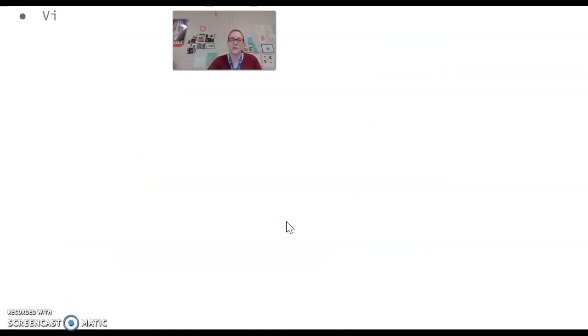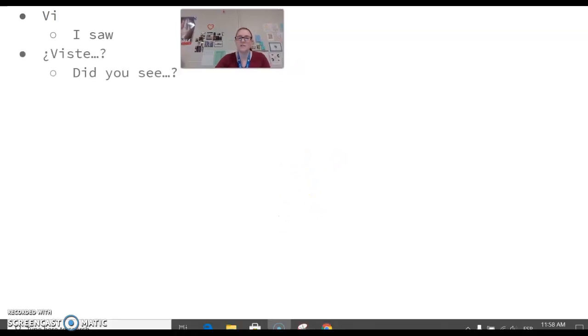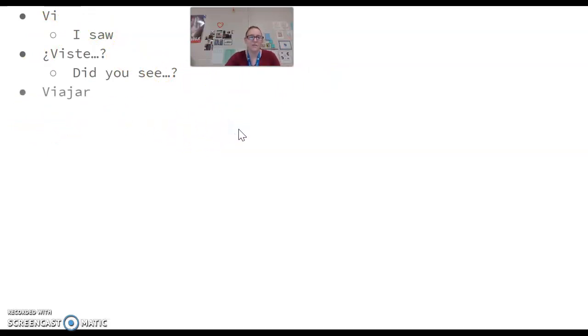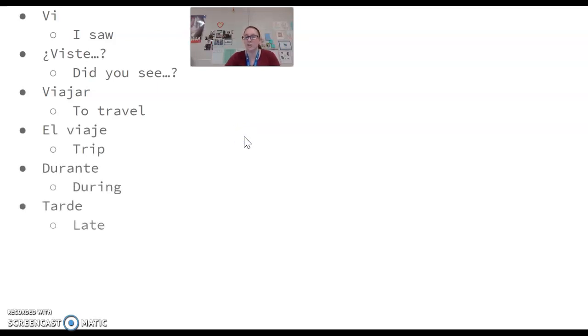Vi, this is the preterite tense of ver, and that's I saw. And then viste, did you see? And ver, we're going to look at that one when we get into our notes about the preterite of ER verbs. Sorry, that was a Spanish 3 concept. Ver is regular in the preterite except that it doesn't have accent marks. Okay? Viajar, to travel. And then the noun el viaje is the trip or the travel. Durante is during. Tarde is late, like tardy. And temprano is early. And I think that's all.